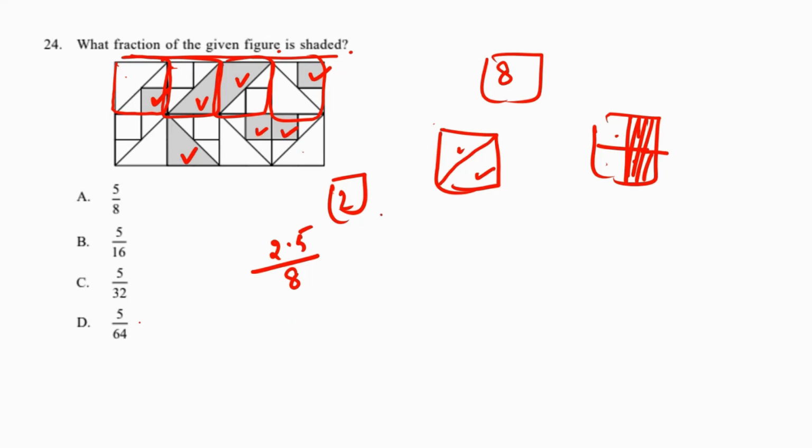Since we do not have 2.5 as the numerator in any of the options, let's multiply both the numerator and denominator by 2. If we multiply both the numerator and denominator by 2, it would double itself. 2.5 would become 5 and 8 would become 16. So here we have, this is the required shaded fraction.